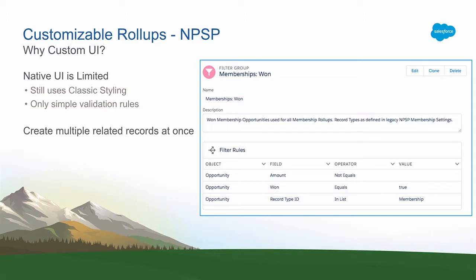So with our custom UI, we can get all of this on one screen and allow our users to create a group and all of its rules in one go on one screen, versus having to create the group and then manually create each rule on a new screen.